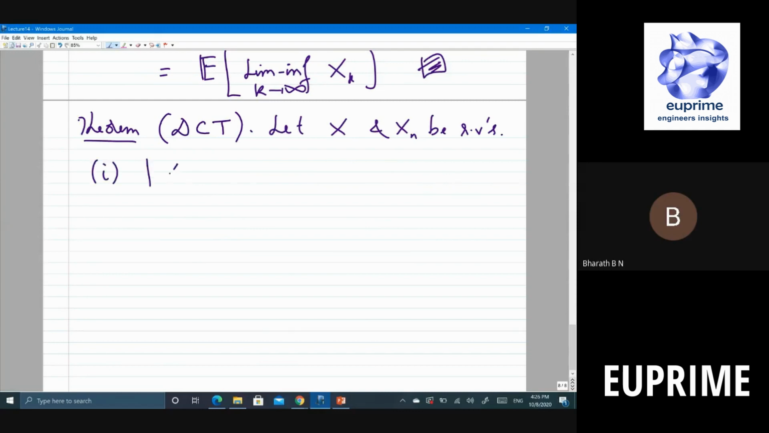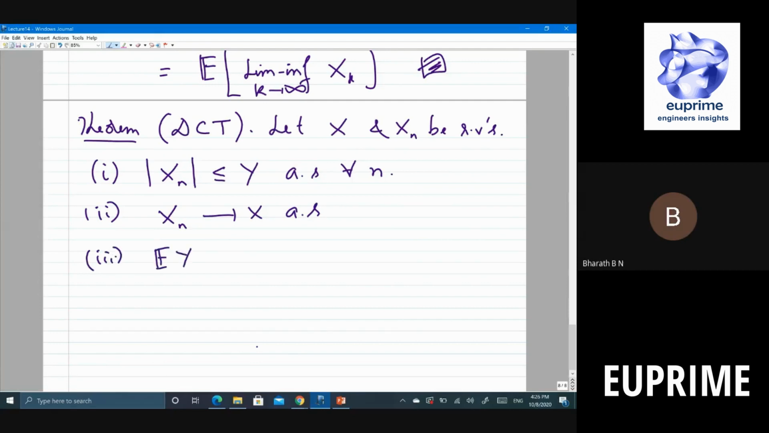Suppose there is a random variable Y such that the absolute value of Xn is less than or equal to Y almost surely for all n. Okay, this is one thing that we have. And Xn converges to X almost surely. This is also something that we have. The third thing that we have is the expected value of Y is less than infinity.